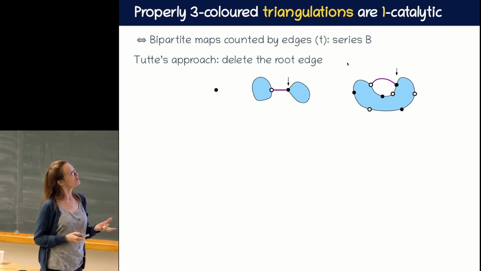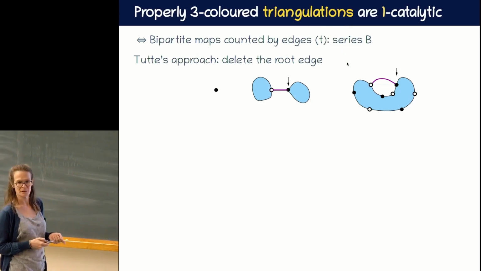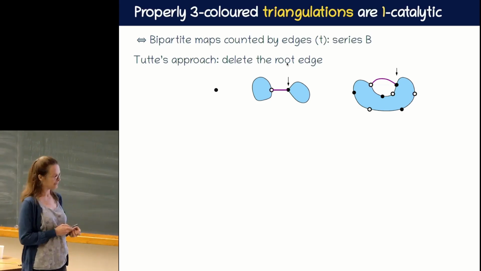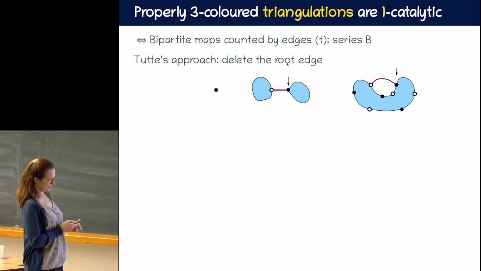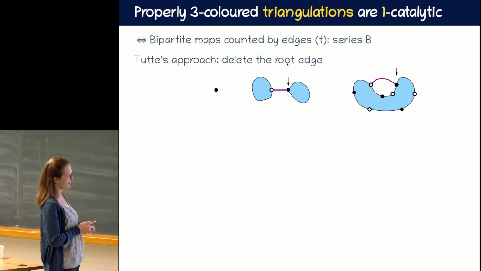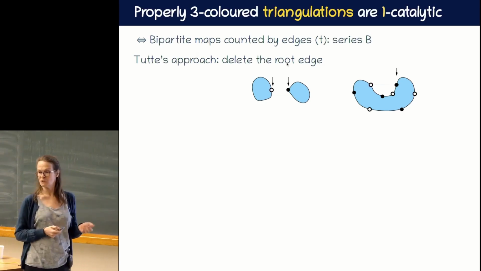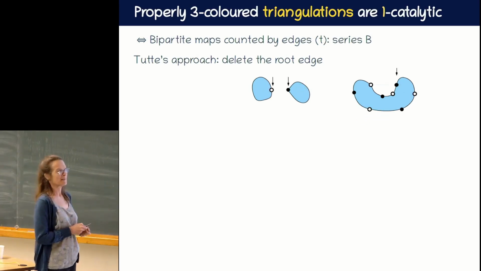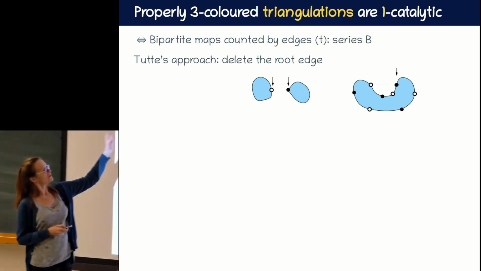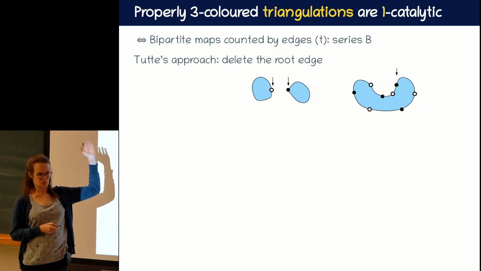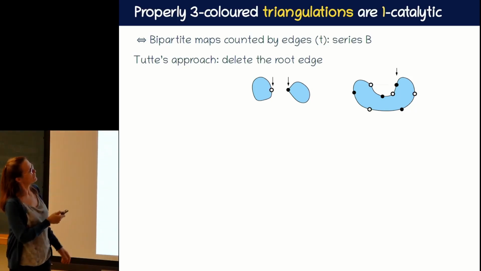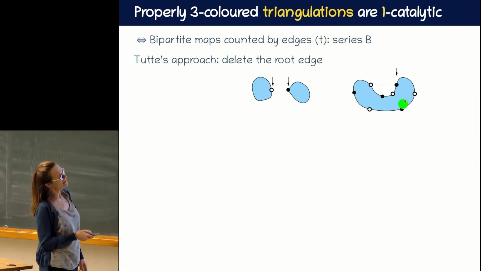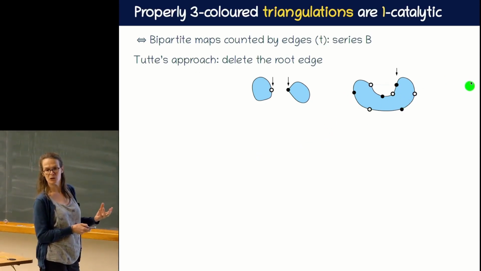And we're going to approach this problem, as Tutte did in the good old days, by trying to see what happens when you delete the root edge. So let's do that. Let's delete this edge. There are two situations. Either you get two pieces or a single one. If you get two pieces, you know how to go backwards. You just create an edge between the two root vertices. But if you end up with a single piece, there's some ambiguity. You don't know what you started from.